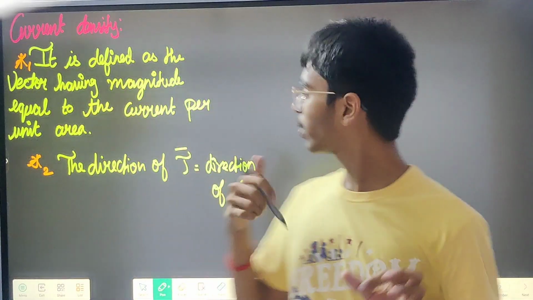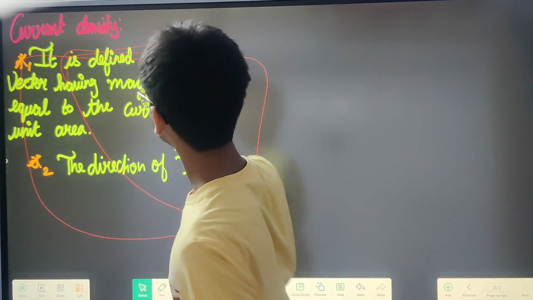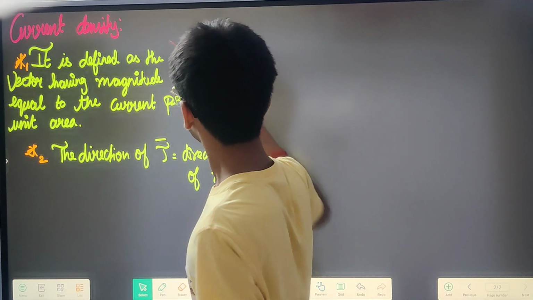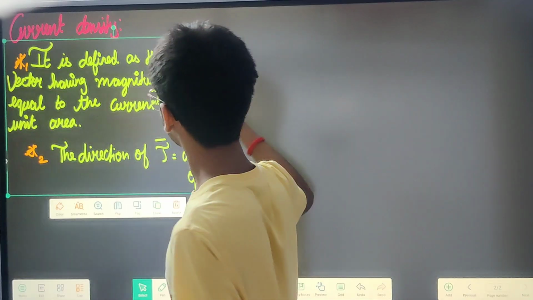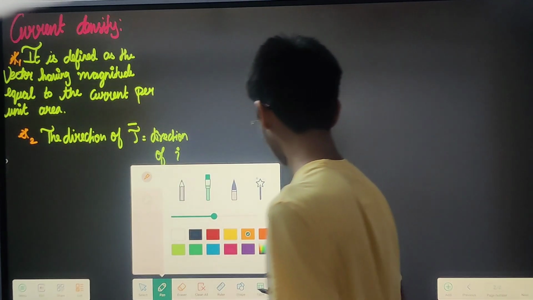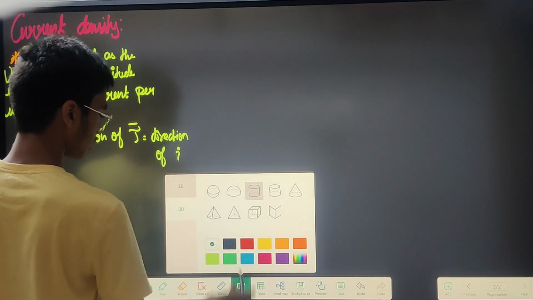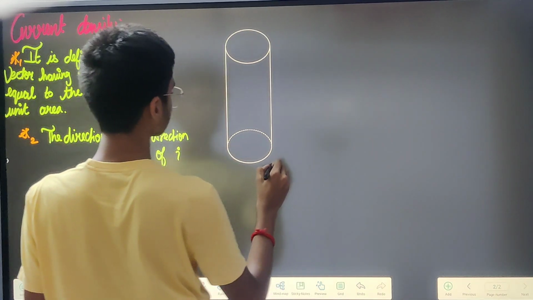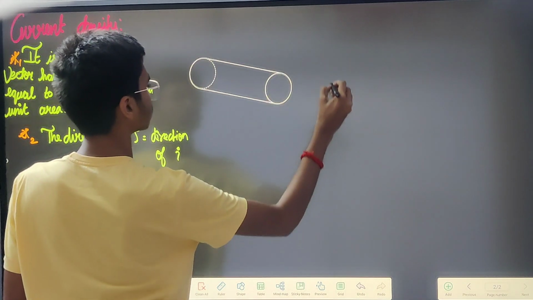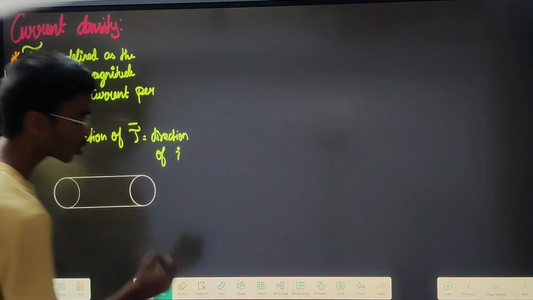Now I'm going to explain how this concept actually works. I'll just reduce the size, I personally feel the size is very big. Now we are going to take a conductor. First consider a lengthy conductor. I'll take it in the horizontal view. Now we have this conductor. In this, I'm going to take a cross-sectional area.